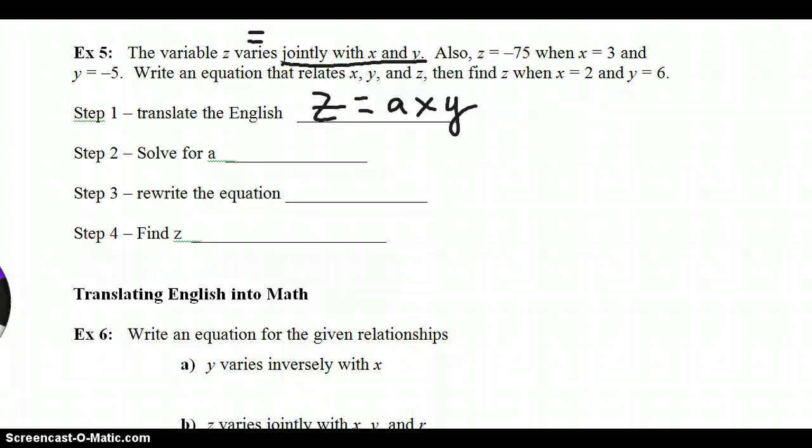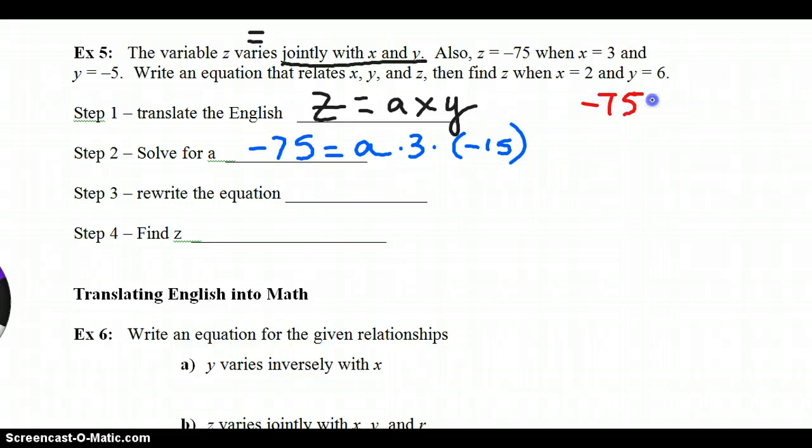So translating the English will be step 1. Step 2 is we will plug in what we're given. So z equals negative 75. We don't know a. x is equal to 3, and it gives us y is equal to negative 15. So let's just do some side math over here. So what do we get? We get negative 75 equals a times negative 45, because 3 times 15 is negative 45. So a will equal negative 75 divided by negative 45.